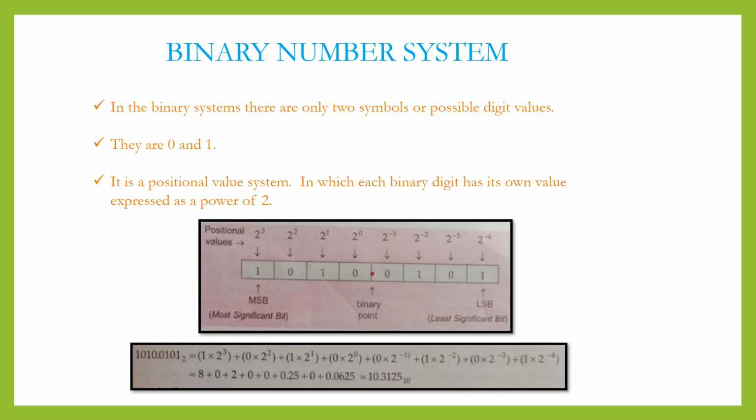Here, places to the left of the binary point are positive powers of 2 and places to the right are negative powers of 2. The number 1010.0101 is represented in this figure. To find the decimal equivalent of this number, we take the sum of the products of each digit value, that means 0 or 1, and its positional value.